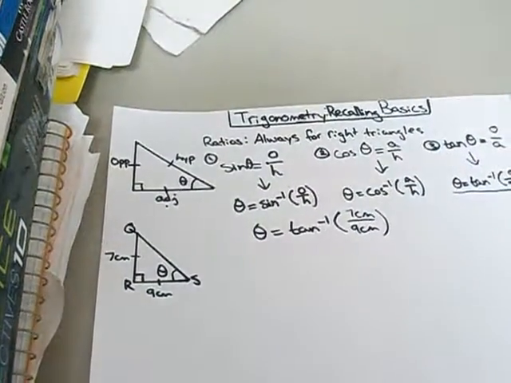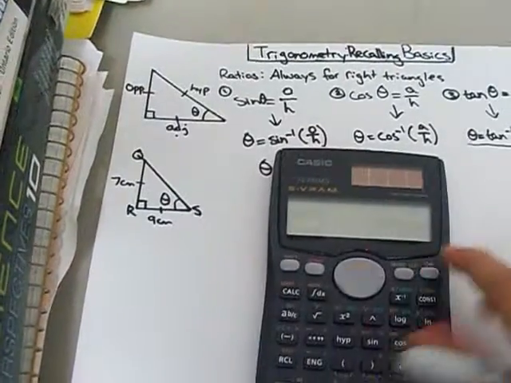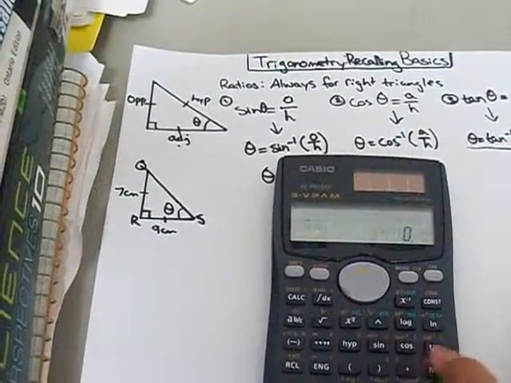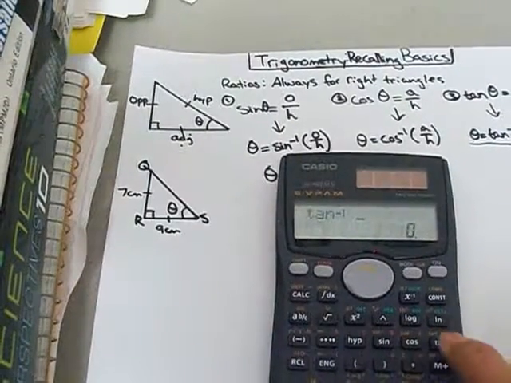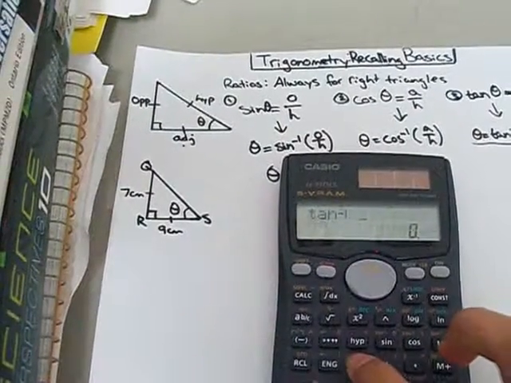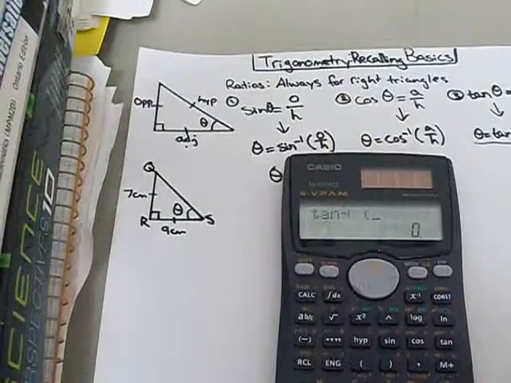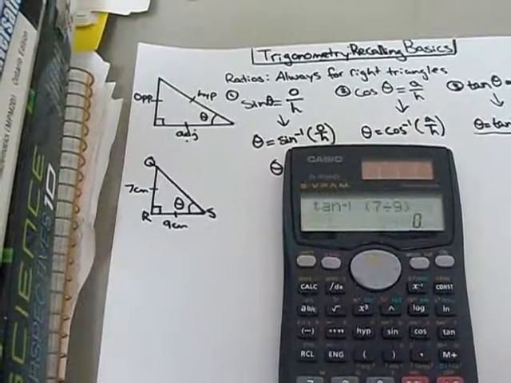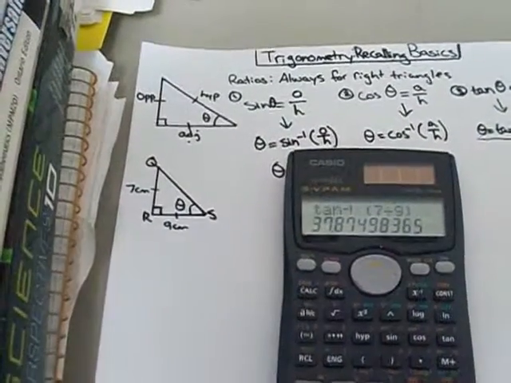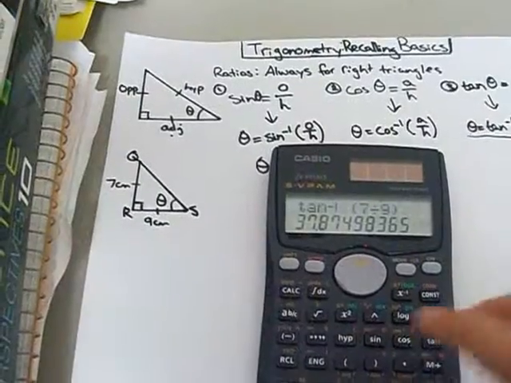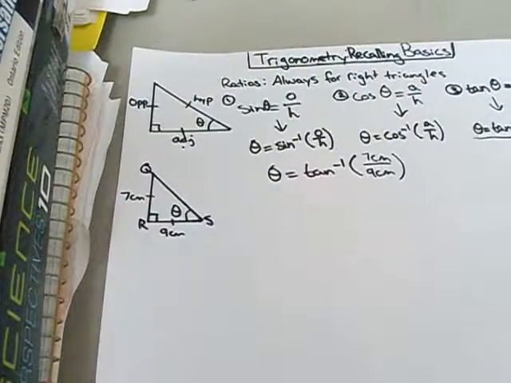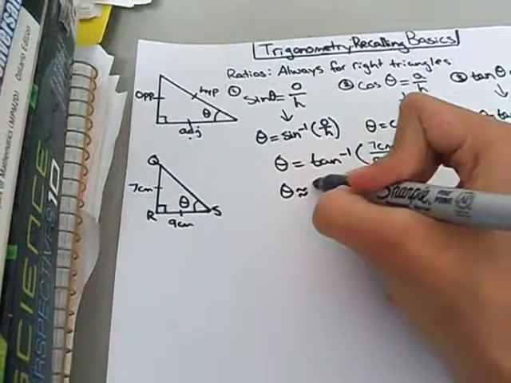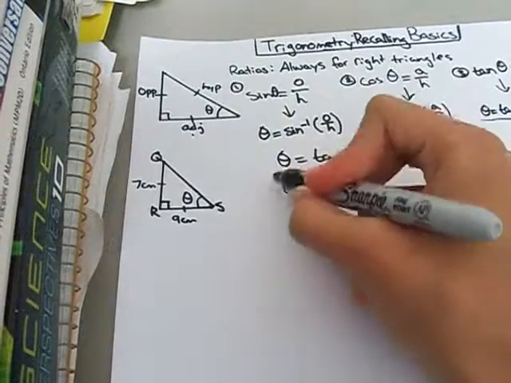Then let me just plug it into my calculator here. So I'm going to press shift and then the inverse tangent function, tan to the power of -1, in brackets 7 divided by 9, and that gives us approximately 38 degrees. To the nearest degree it will be 38 degrees. So the reference angle is equal to 38 degrees.